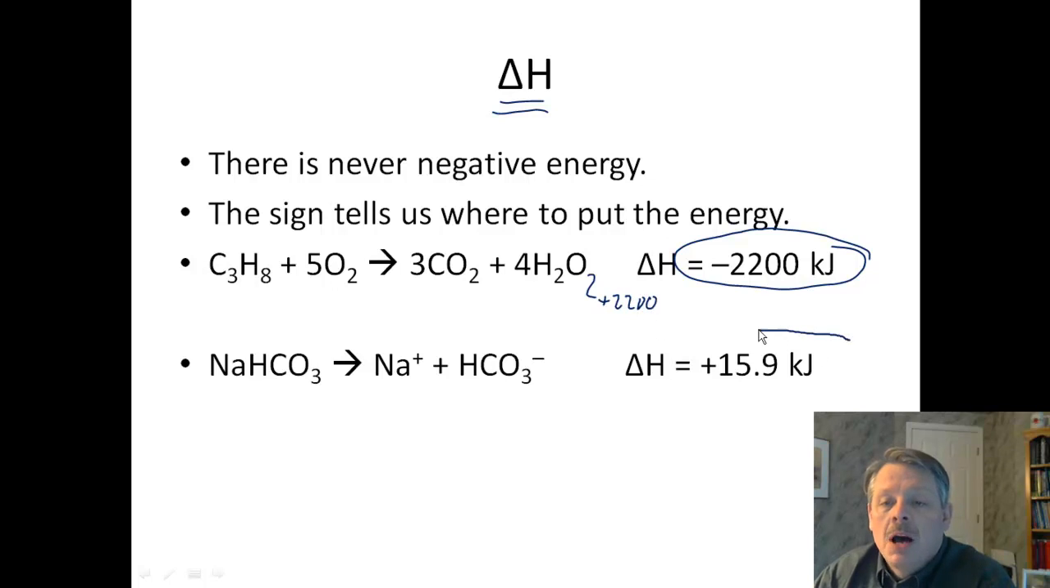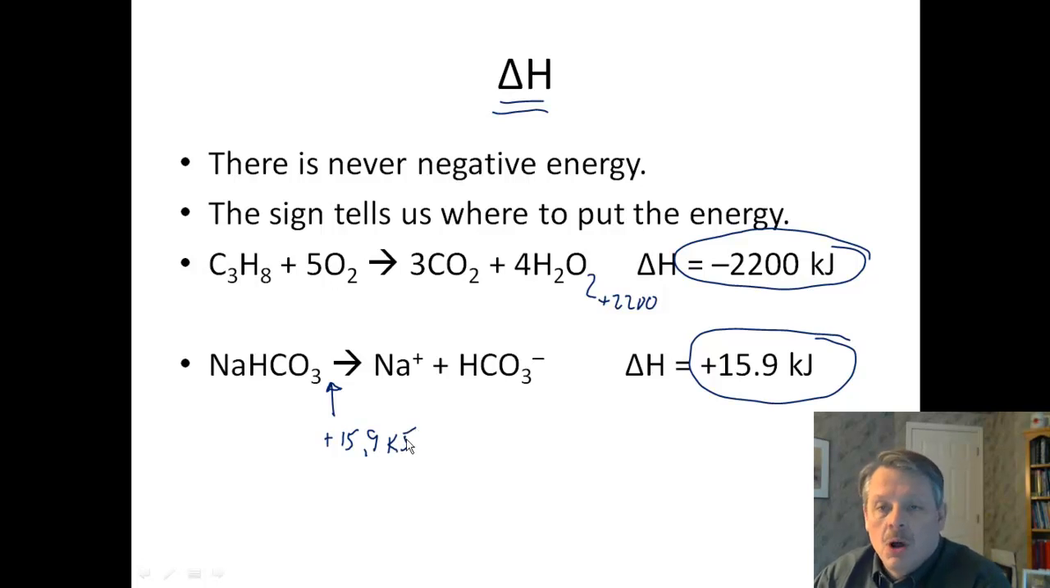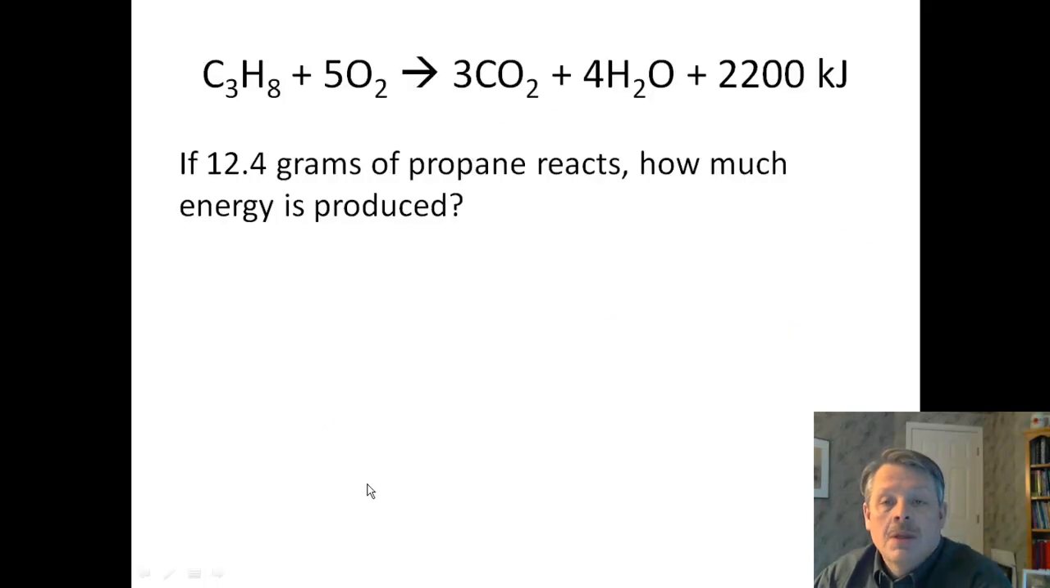But when we see a positive delta H, that means it's endothermic. So we would say we have to put heat into this. So this would be plus 15.9 kilojoules of energy. So we would put the kilojoules of energy over there. So all that the negative and positive sign is telling us is where to put our energy, whether it is exothermic or endothermic. So you need to be able to figure that out just by looking at the delta H in the equation.